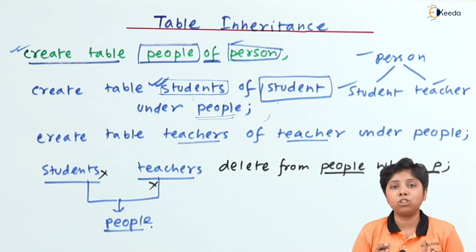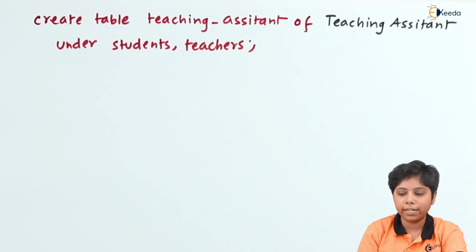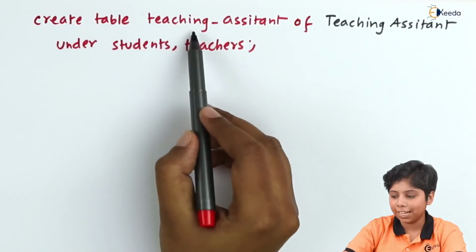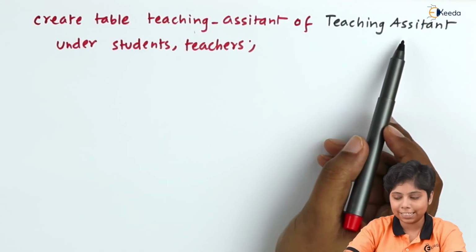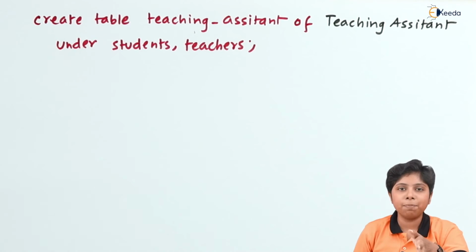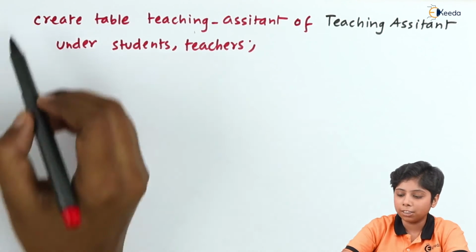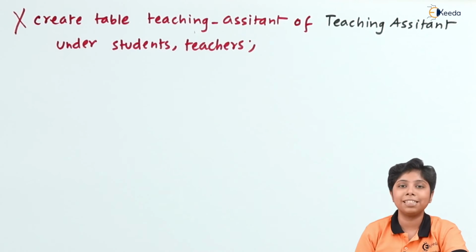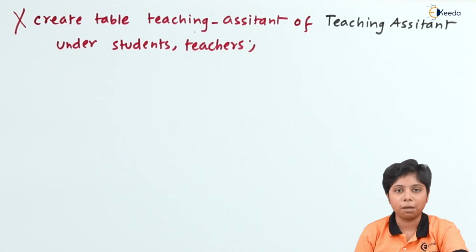Now, say I join two tables for teaching assistant. If I write a query to create a table teaching assistant of teaching assistant type under students and teachers, we see that type inheritance allows multiple inheritance, but SQL does not support multiple inheritance on tables.